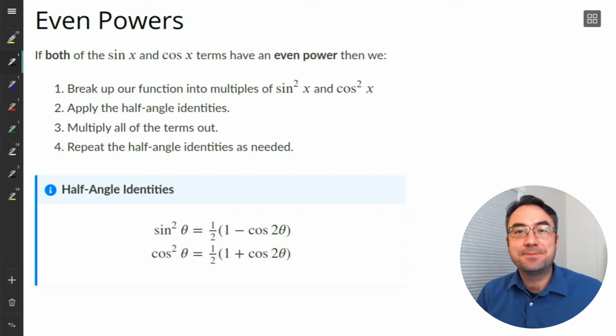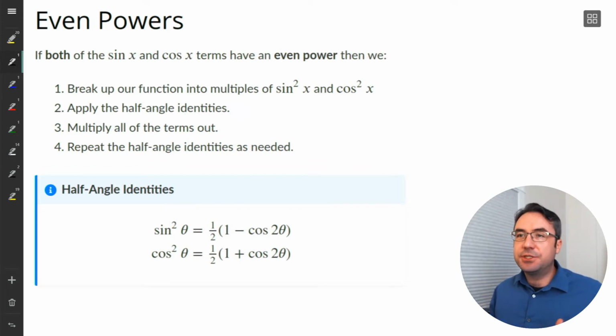All right, welcome everyone. Today, we're going to continue our discussion about integrating powers of sine and cosine. Yesterday we looked at what we do when at least one of the exponents is odd. Today we're going to see what happens when both of the exponents, both of our powers, are even.